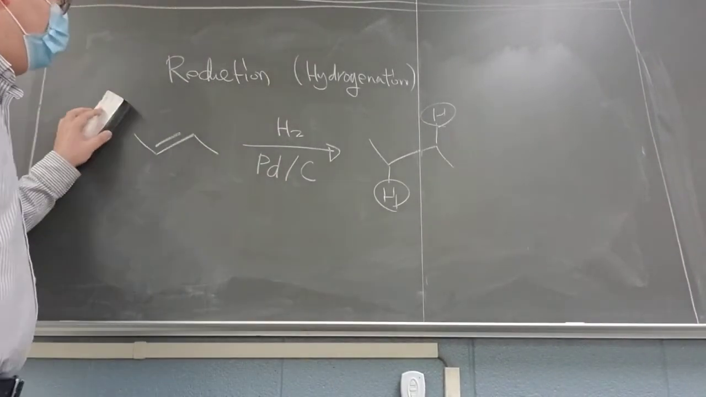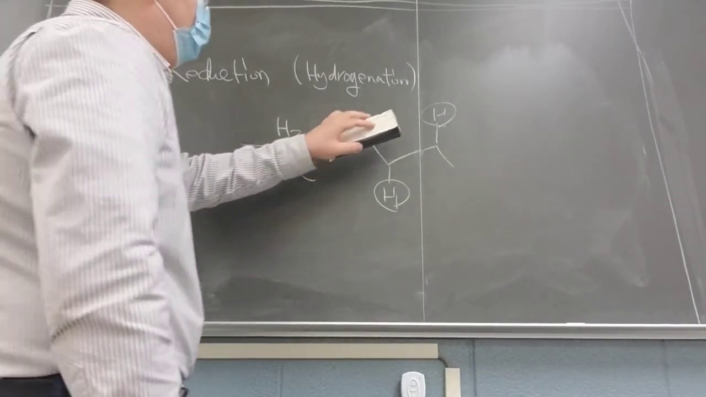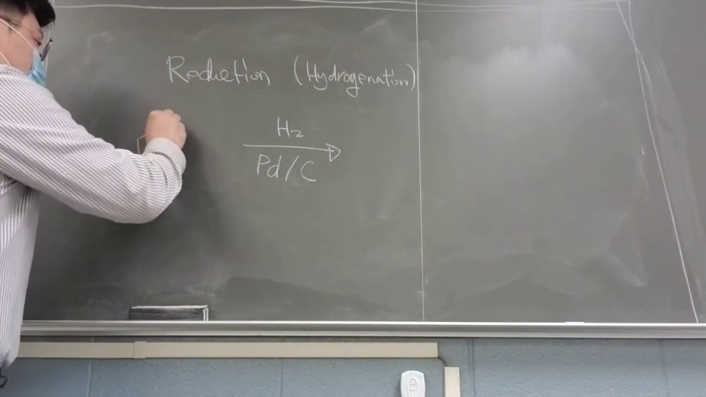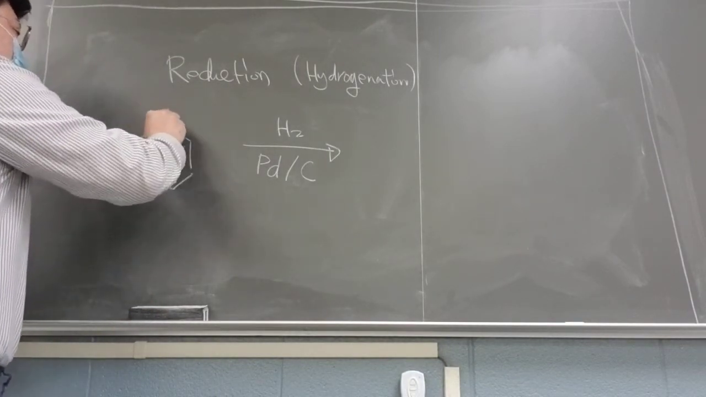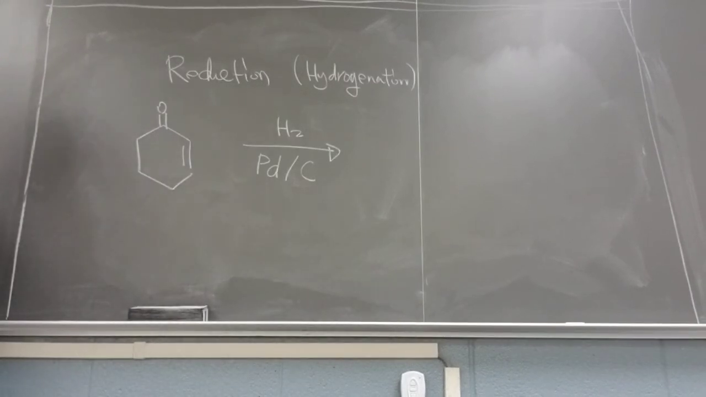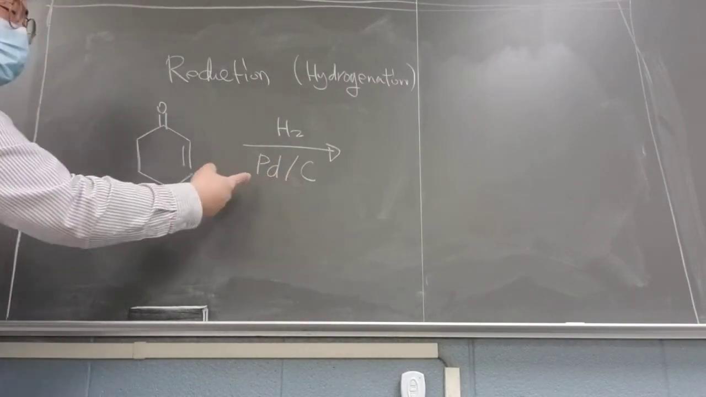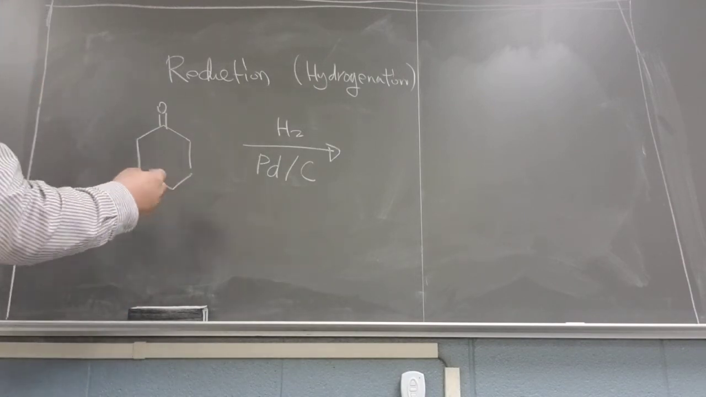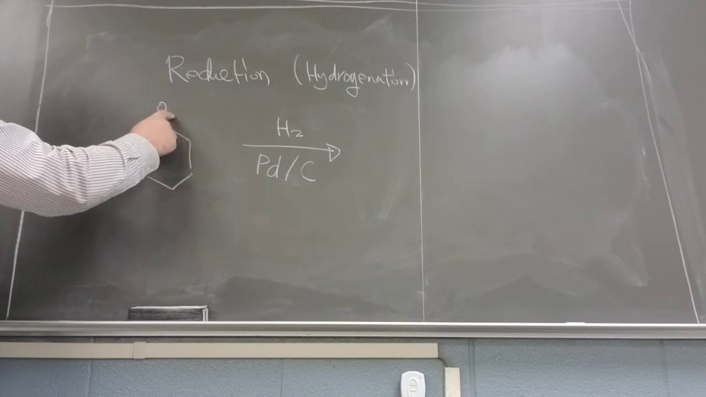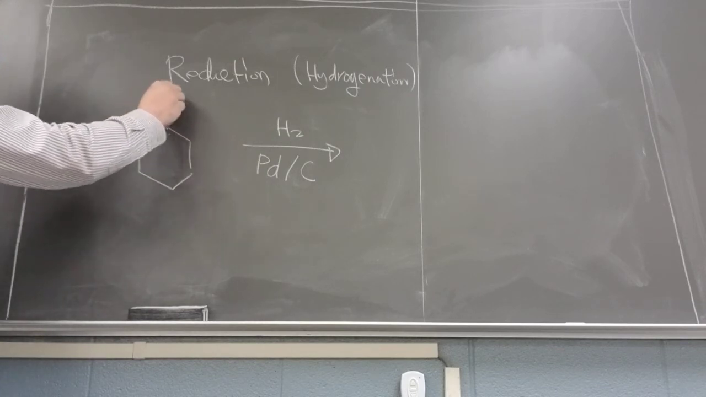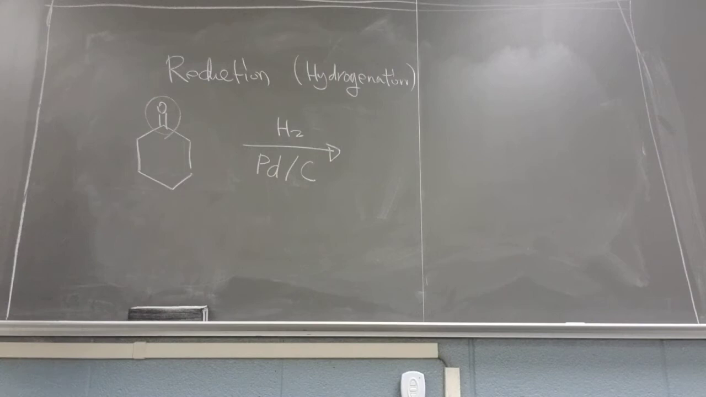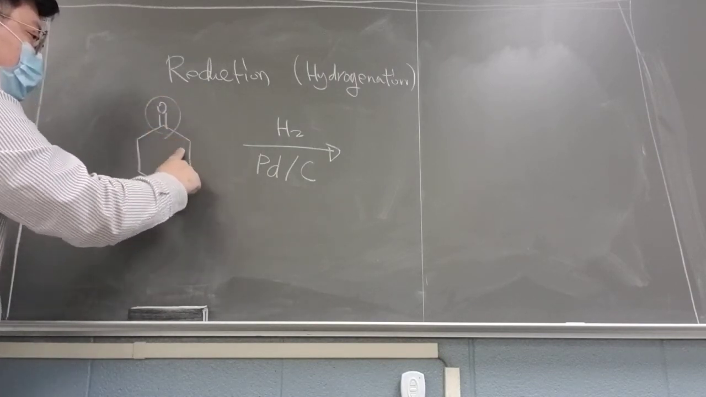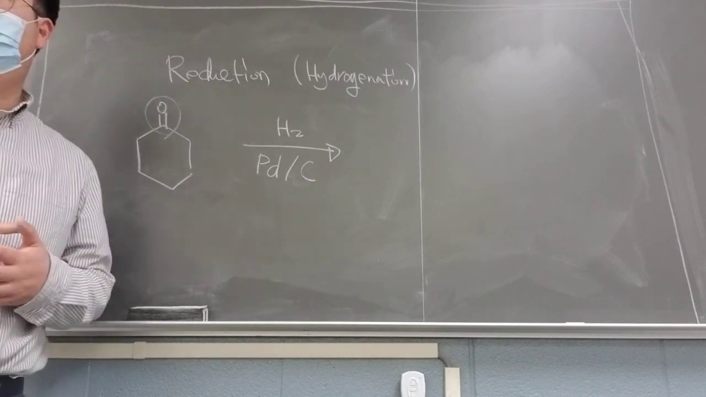This one is something you have to know, but there are several things I want to tell you now. If you have this one here, the only thing you have to do is remove the double bond, that's it. But just remember, you cannot reduce the carbonyl group here, because it's much stronger. Only the one in the regular double bond can be reduced.